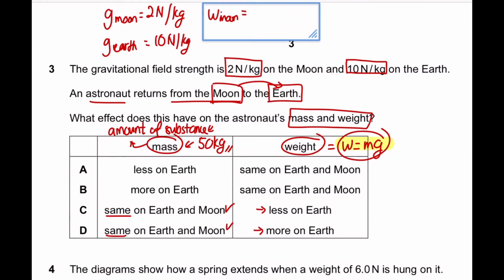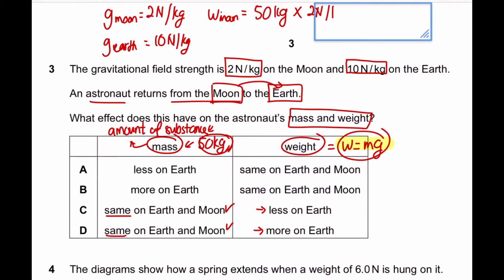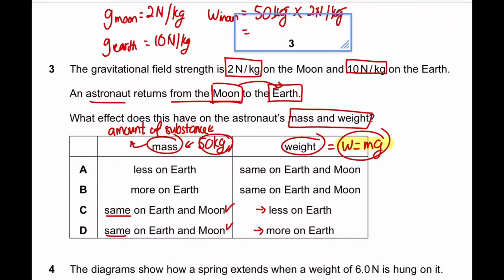It would be the mass, as we have assumed, 50 kg. We'll bring it here. 50 kilograms times the gravity of the Moon, which is 2 newtons per kilogram. Kilogram and kilogram cancel each other. So the weight of the astronaut on the Moon is 100 newtons.